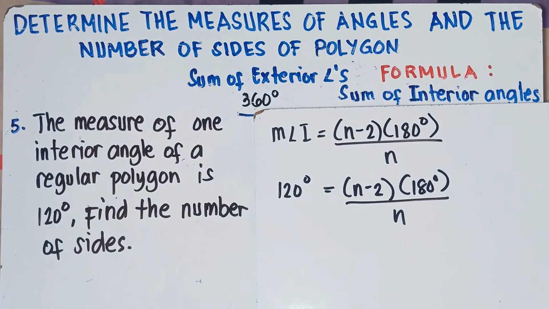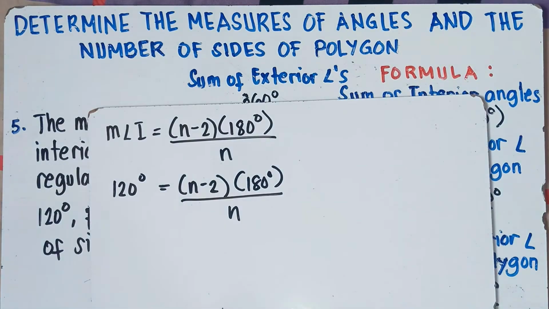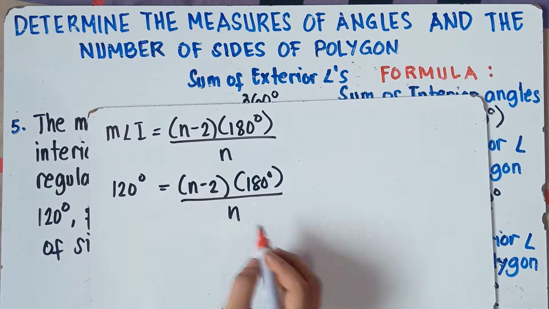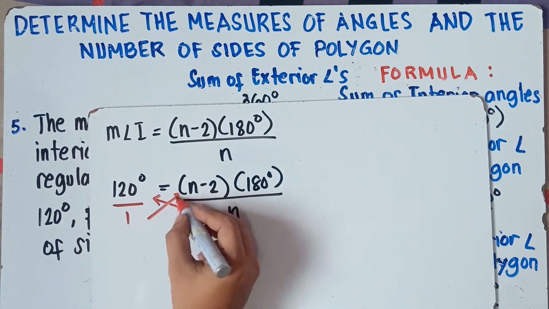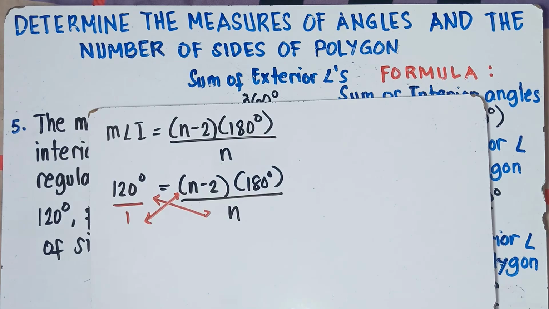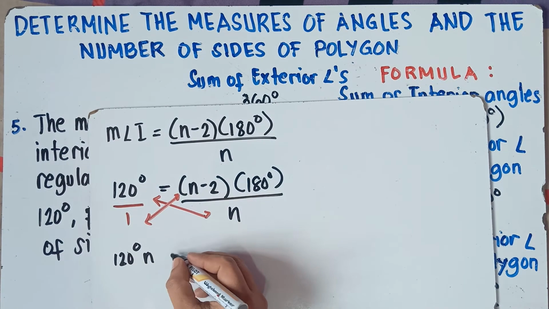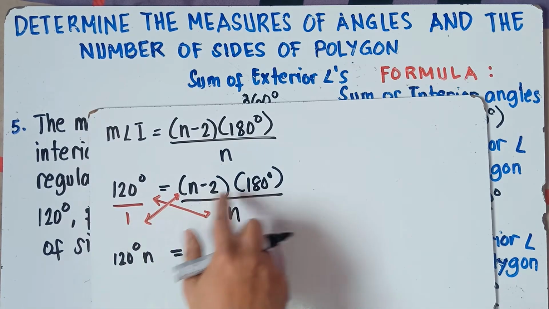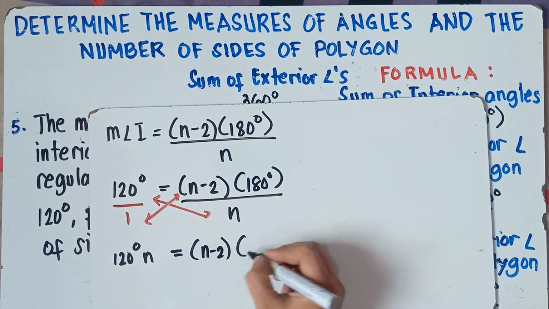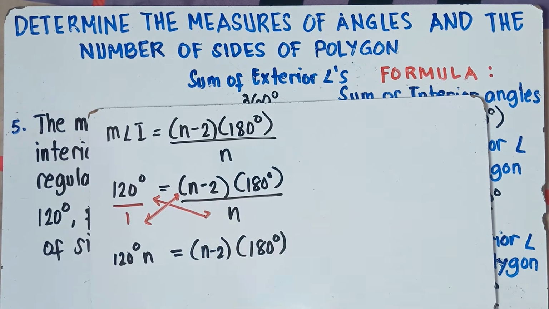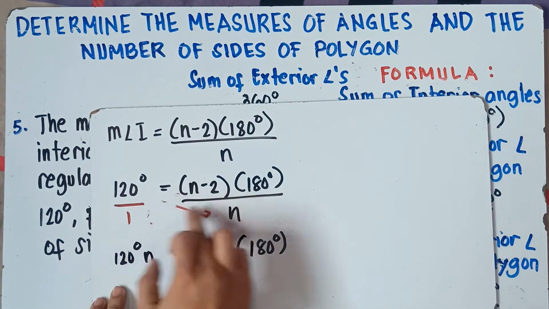So next step, class, you have two solutions to solve for this one. Either you can do cross multiplication. So first solution, you can just simply cross multiply. You multiply 120 degrees times n, that would be 120 degrees n, equals 1 times this equation, simply copy this equation. So that would be the quantity n minus 2 times 180 degrees. And the second solution, class, so we will have two solutions for you to choose. Which do you prefer?